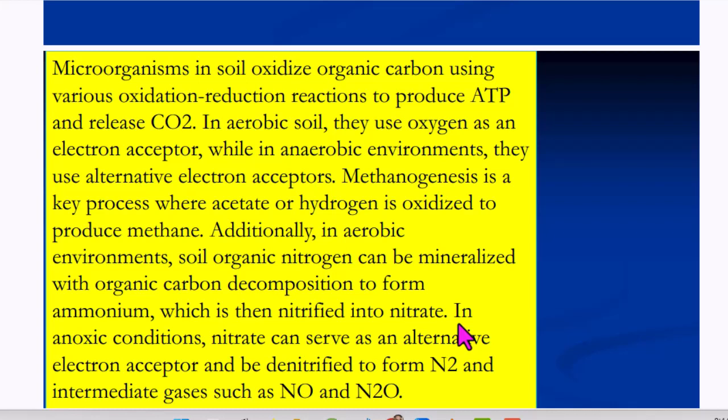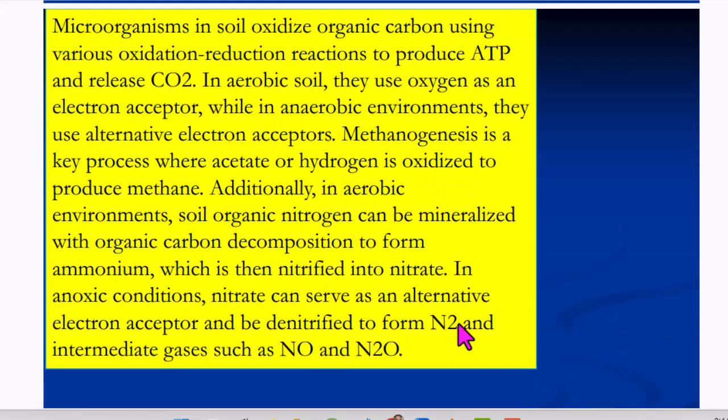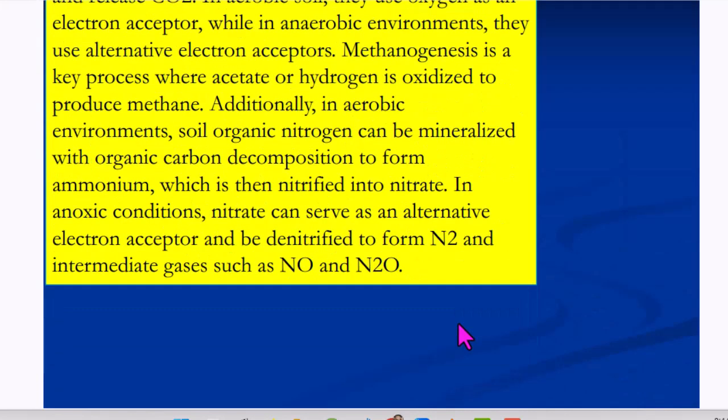Additionally, in aerobic environments, soil organic nitrogen can be mineralized with organic carbon decomposition to form ammonium, which is then nitrified into nitrate. In anoxic conditions, nitrate can serve as an alternative electron acceptor and be denitrified to form N2 and intermediate gases such as NO and N2O.